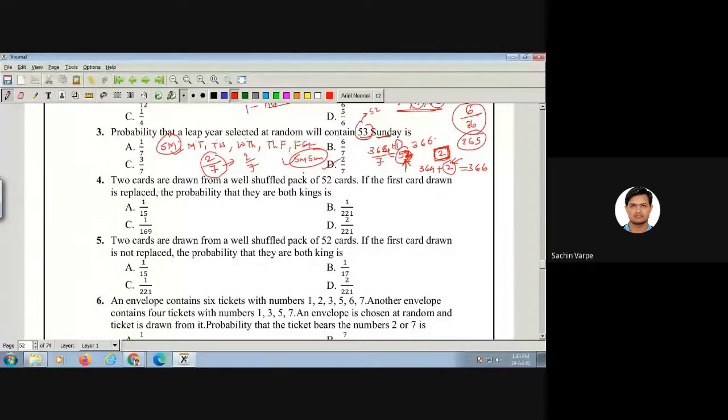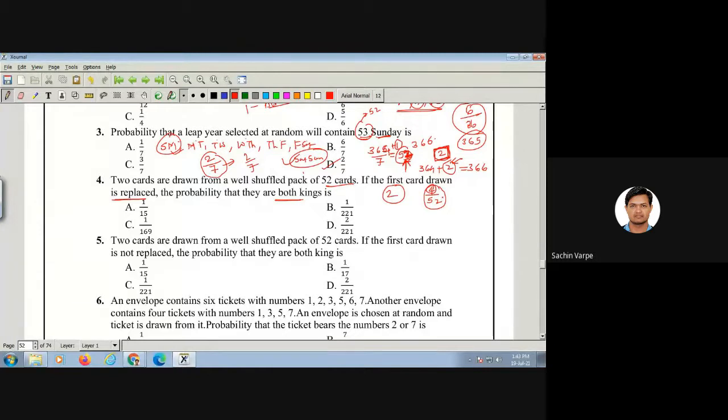Two cards are drawn from a well-shuffled pack of 52 cards. If the first card drawn is replaced, then what is the probability that both are king cards? So actually we have to draw 2 cards. What will be the probability of the first card drawn? 4 by 52, right? Because there are 4 king cards. So that is why 4 by 52 is the probability of getting the first king card.